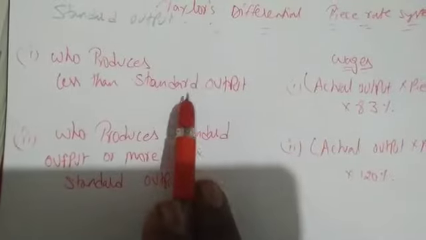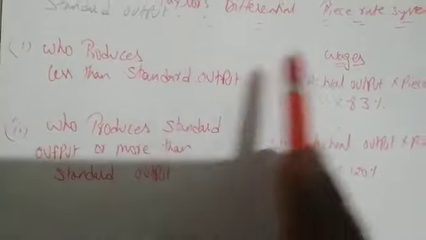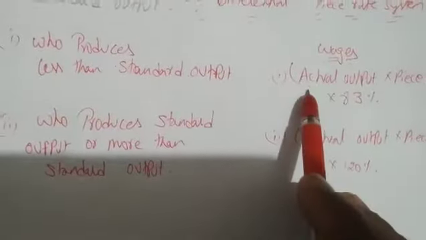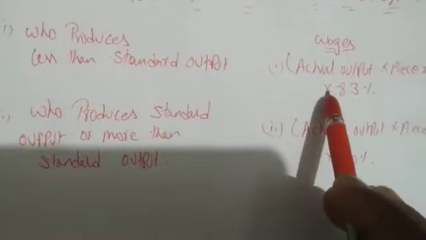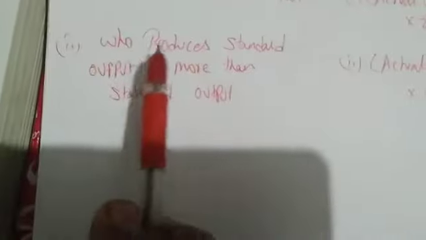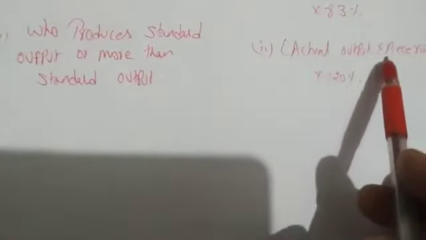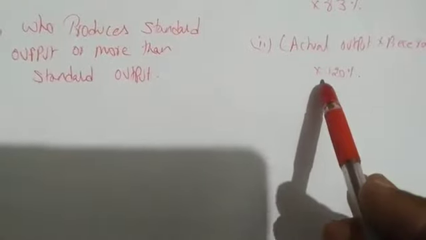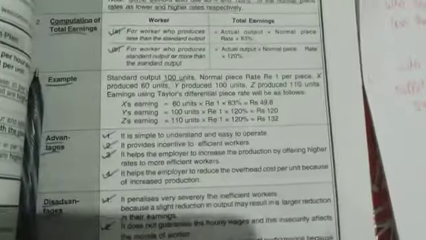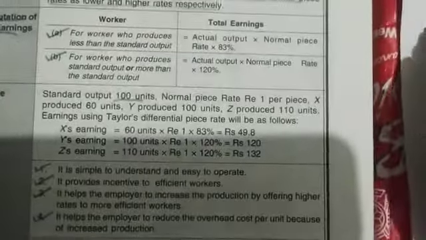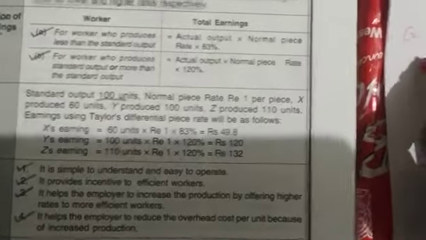Taylor is saying the person who is producing less than standard output, that person's wages will be actual output into piece rate into 83%. Next, Roman number 2: the person who produces standard output or more than standard output, that person's wages will be actual output into piece rate into 120%. Let us understand it with an example. Example number 1.